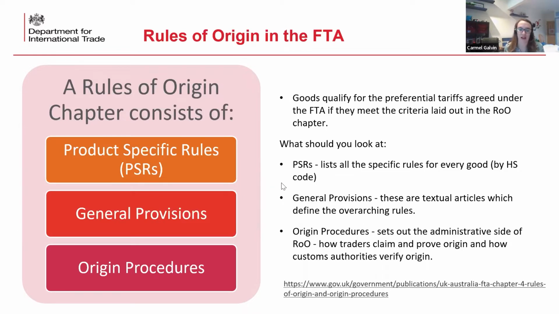So it's about how traders claim and prove origin and how customs authorities verify origin. And here I've also put the link to the chapter text. You can just Google it, search UK Australia FTA, find the chapter text, and it's chapter 4, which is rules of origin. And just to note that PSRs is in a separate annex to the chapter. It's all there on one page when you look at the gov.uk page, but just so you know, it's a separate annex. And I will take the next slide, please, Millie.